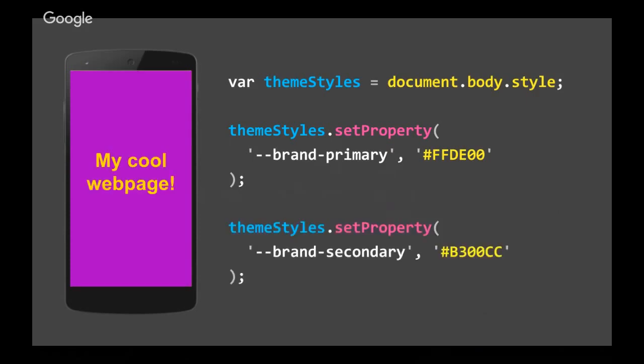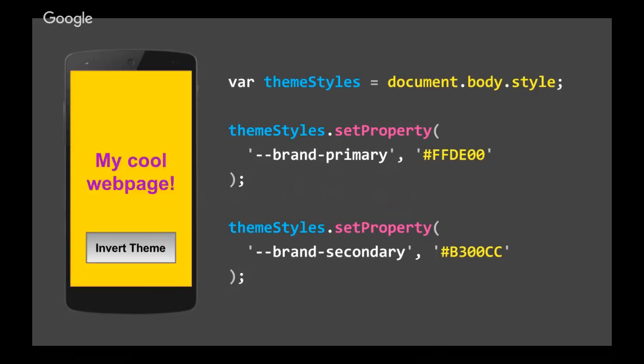Here, I'm switching the values for the primary and secondary brand colors. And you can take it one step further and work that logic into dynamic components. This button toggles inverting the site's theme. It's a simple example, but hopefully it makes sense.